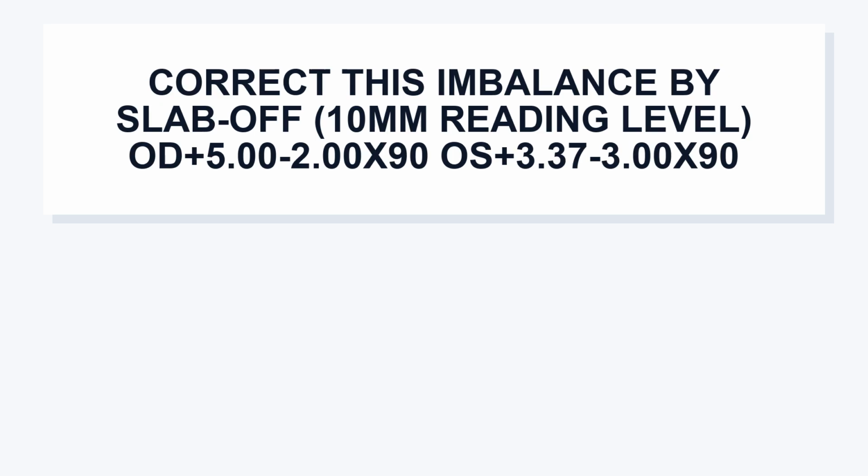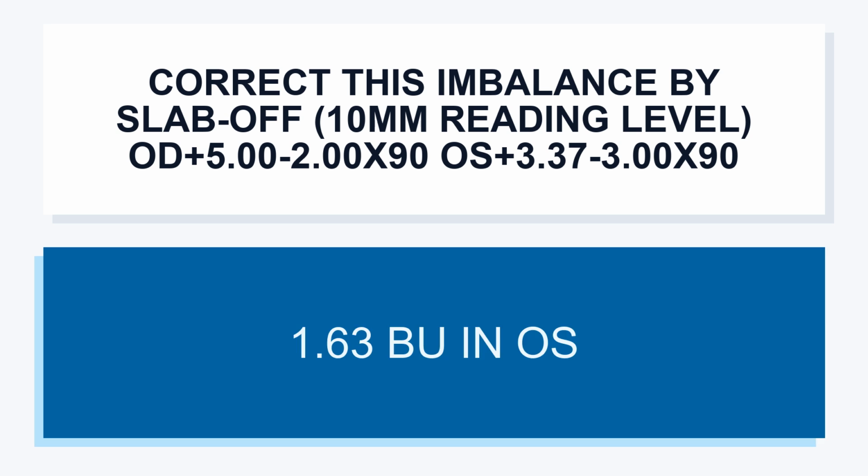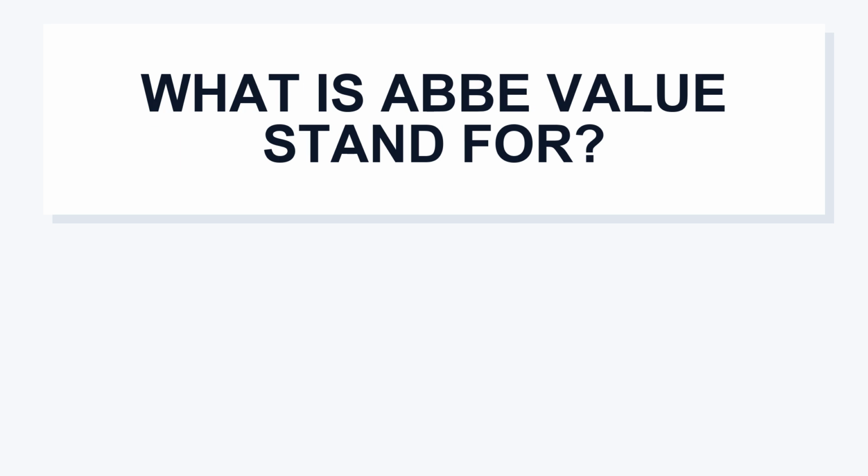Correct this imbalance by slab off, 10 mm reading level, OD plus 5.00 -2.00 x 90, OS plus 3.37 -3.00 x 90. 1.63 BU in OS. What does ABO value stand for?